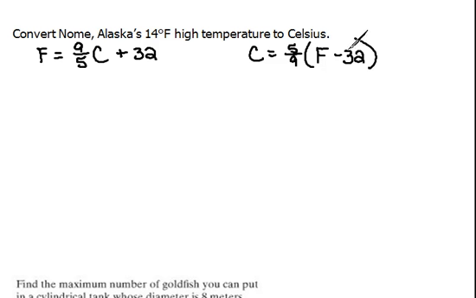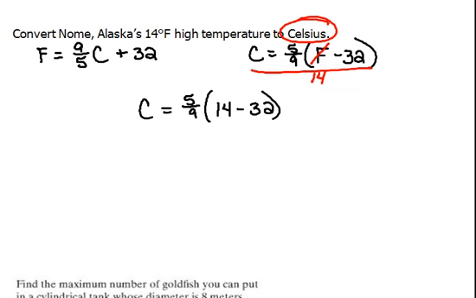In this problem, it says convert Nome, Alaska's 14-degree Fahrenheit high temperature to Celsius. In this case, we're going to Celsius, so we want to use this formula. In order to do that, we need to know what to plug in for F, or Fahrenheit. They gave us that this was 14 degrees. So we can rewrite our problem saying Celsius will equal 5/9 times (14 minus 32).